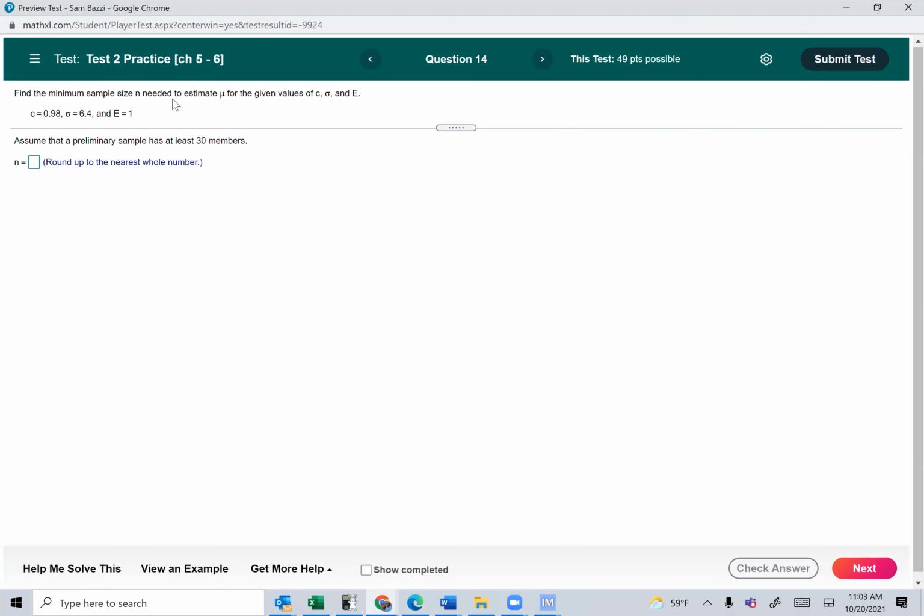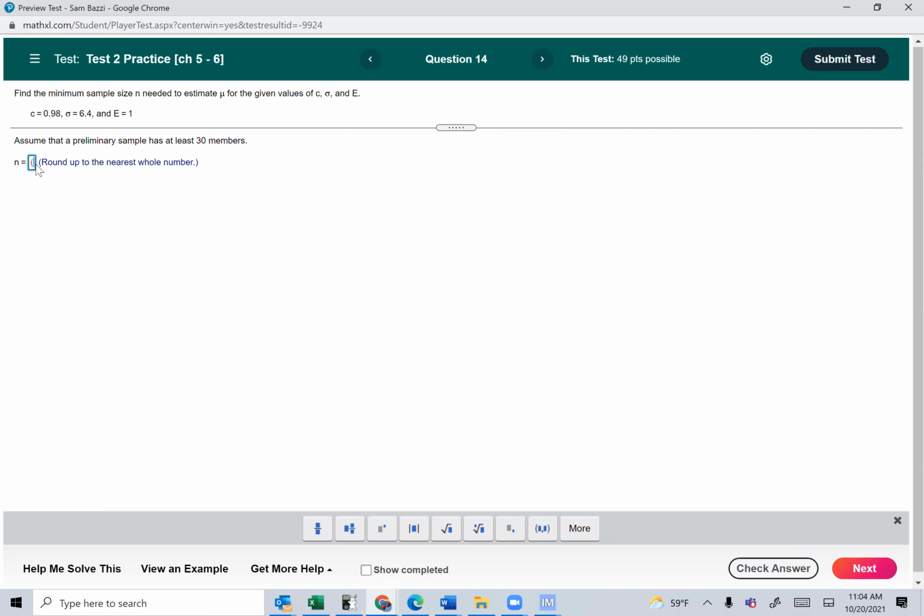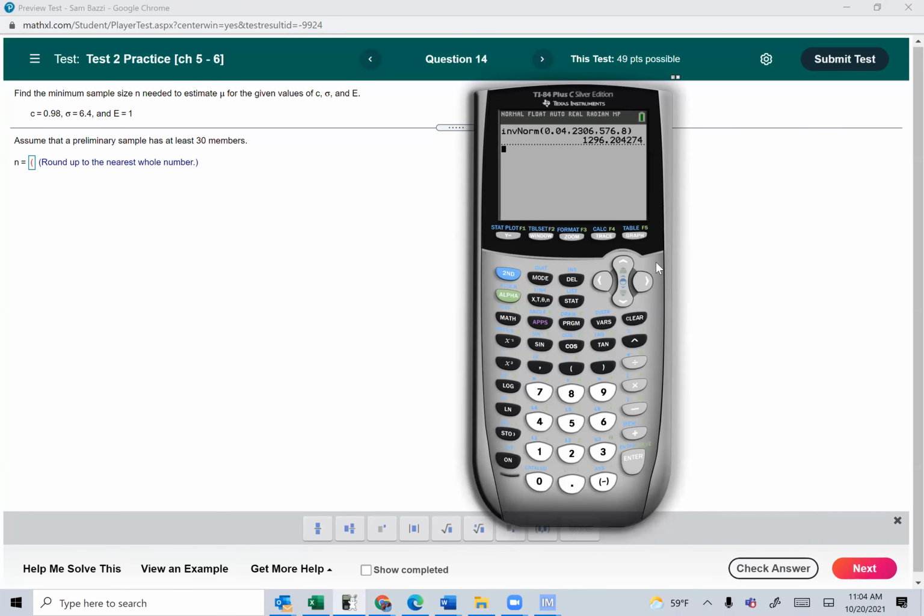Find the minimum sample size needed to estimate mu for the given values. So n is, this is the formula, guys: ZC times sigma divided by E, raised to the second power, when you estimate the mean. For 98%, we need to find ZC. It's not one of the 90, 95, 99. Let me show you how to do it, guys, using the calculator to find the critical value. Take 100% and subtract 98%. You get 2%. Divide 2% by 2, you get 1%, which is 0.01, guys.